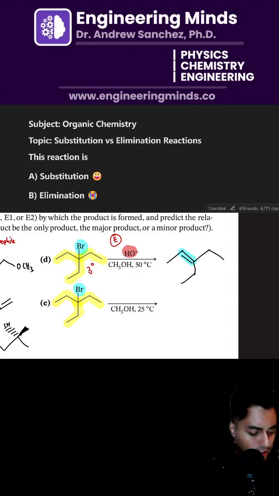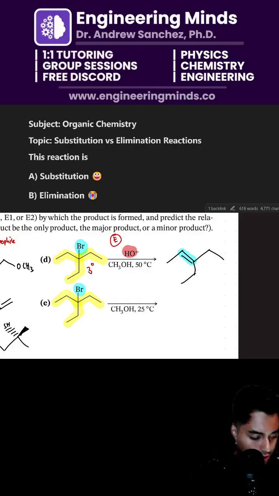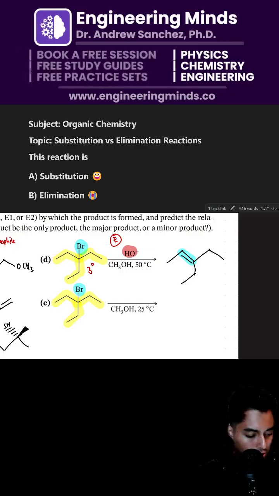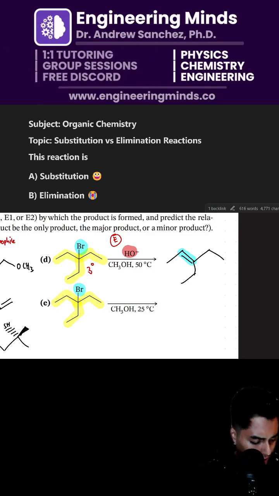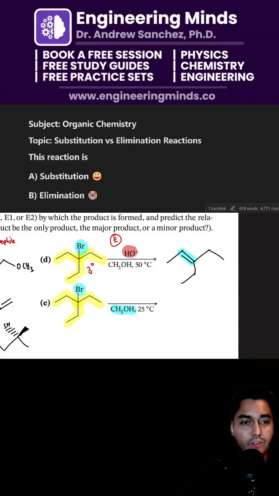So guys, let's analyze this carefully. This time we have an alcohol here. So guys, what's an alcohol going to be? Is that going to be a base, or is that going to be a nucleophile? So how do we know if something is a nucleophile or a base?